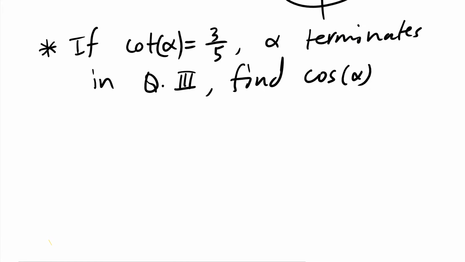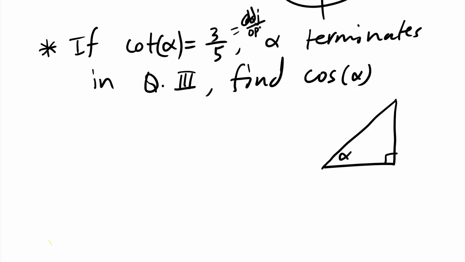The easiest way to do this, I personally use a triangle, a right triangle. Label this as alpha. Cotangent is adjacent over the opposite. So adjacent is 3, opposite is 5. So the hypotenuse would be, by the Pythagorean theorem, 3 squared plus 5 squared. 25 plus 9, 34.